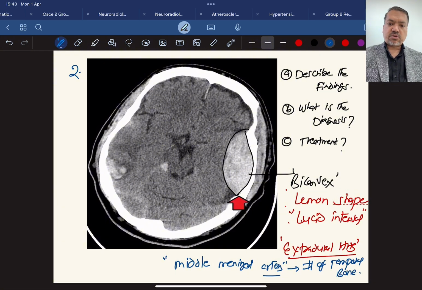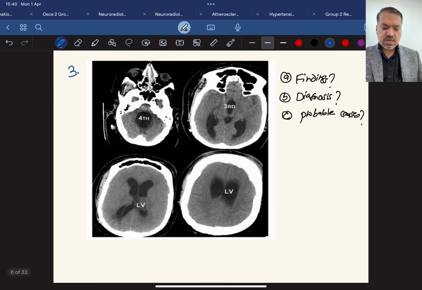These are some other findings. Now the treatment of this case depends on the posture of the patient. If the patient is having posturing like decorticate or decerebrate posture, then burr hole surgery has to be done. So these are some of the important points. Let's move further. Look at number 3.